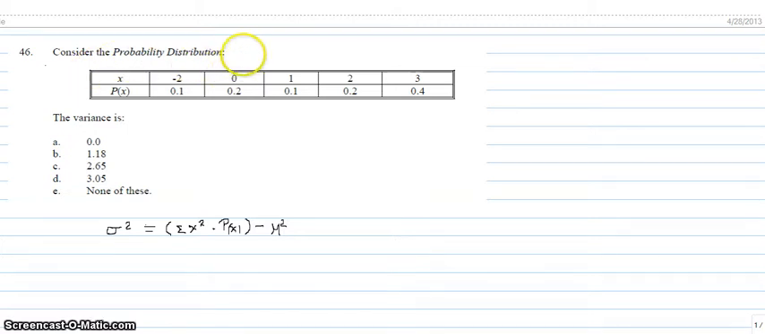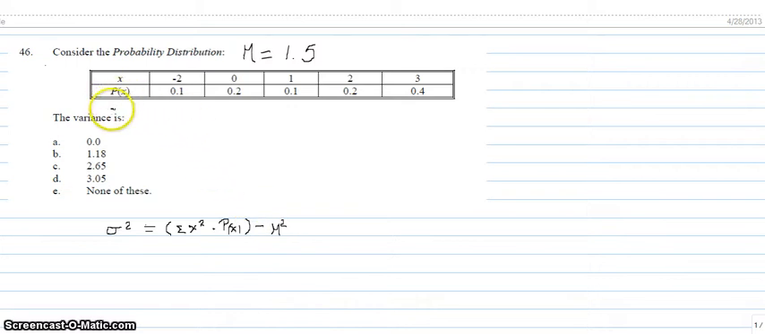So we were asked to find the mean or expected value in problem 45. And we found out that the mean equaled 1.5. We're going to need this information to solve for variance. Below I've listed the formula, and it's the sum of x squared times the probability of x minus the mean squared. Okay. Now we can try to begin to solve.